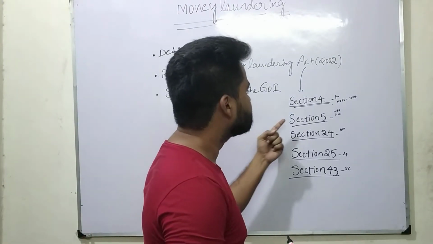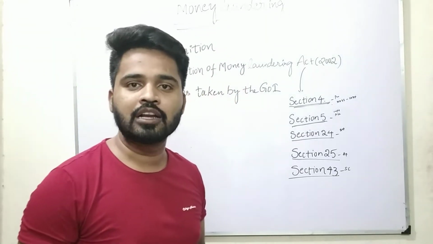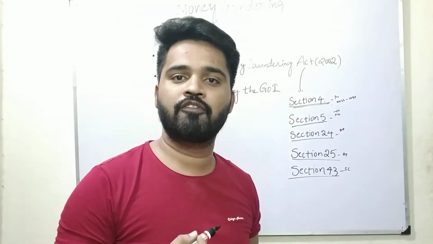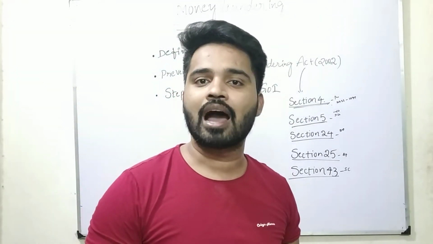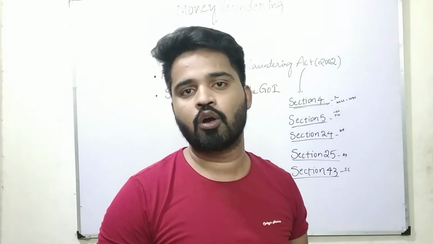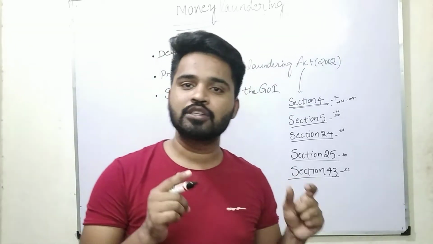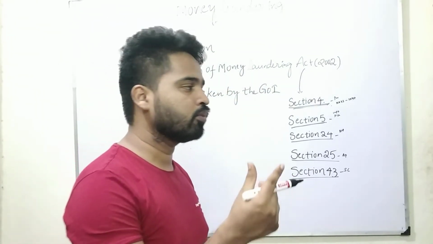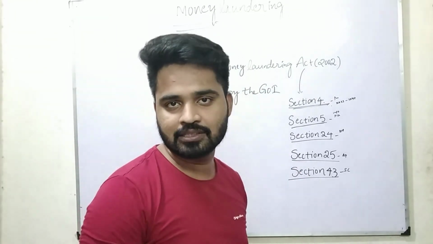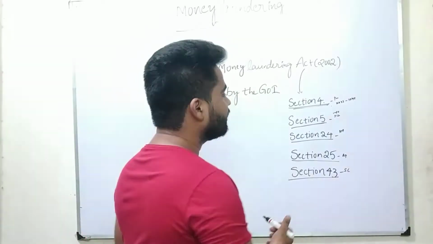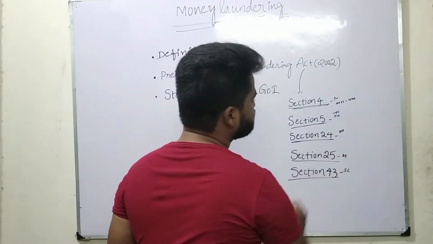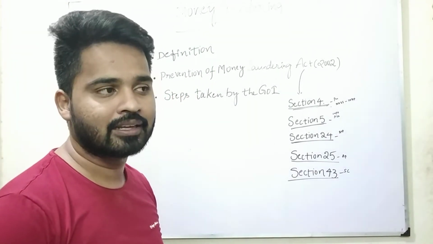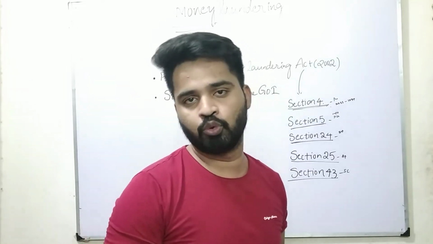As per Section 5, there will be an adjudicating authority who will decide whether the property is acquired through money laundering or not. This adjudicating authority will decide whether the property was acquired through illegal means or not. Coming to Section 24 of the Prevention of Money Laundering Act, it deals with the burden of proof.